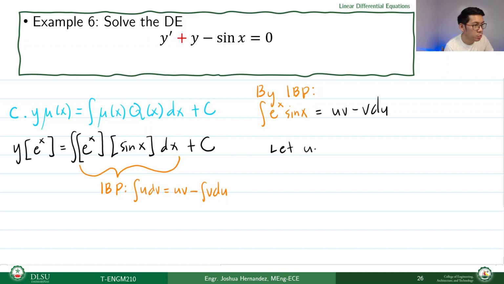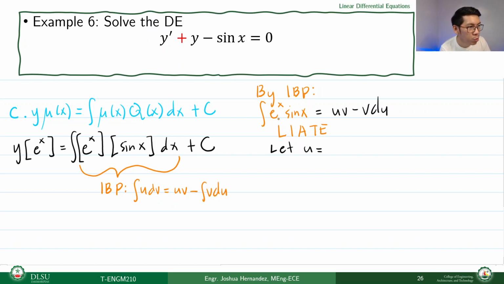Now, let u be equal to... how do we prioritize in choosing u from this? Naalala pa? We use LIATE to choose a good criteria in choosing u. In choosing u is through this acrostic LIATE. Priority natin is from left to right. L stands for logarithmic, I, inverse trigonometric, A is algebraic, T is trigonometric, and E is exponential.